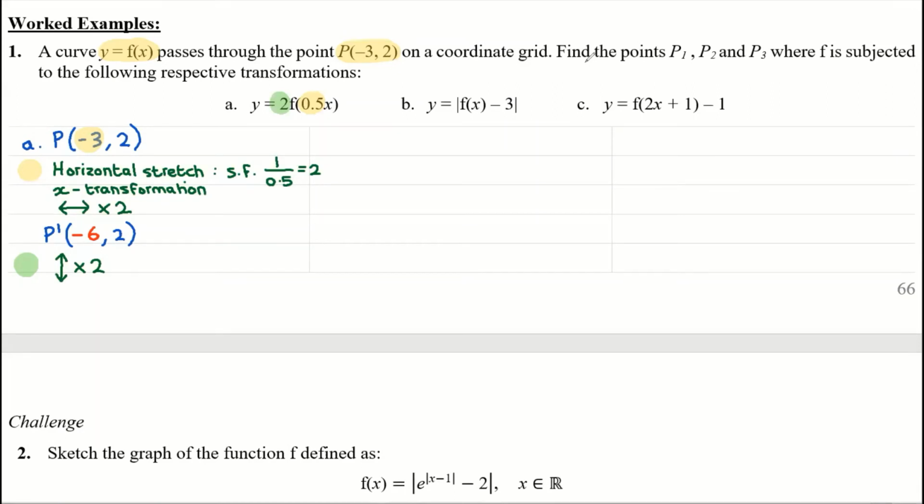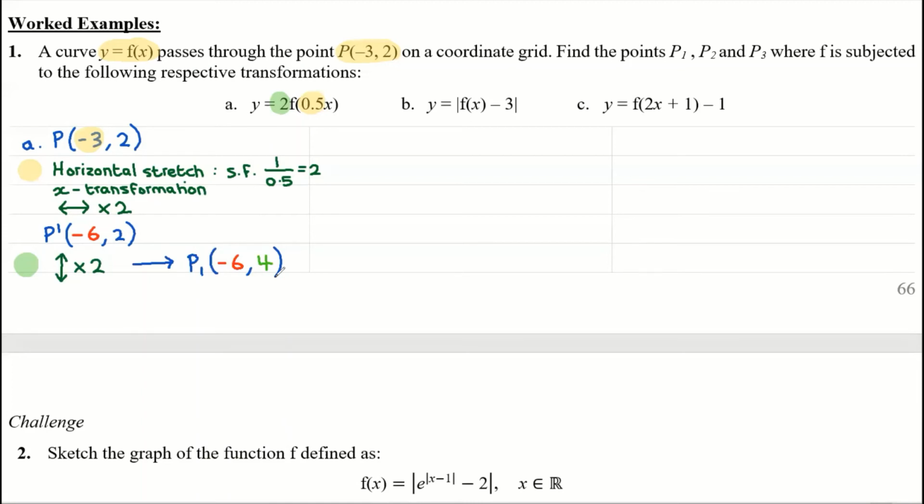So I'll just put an arrow over here. So this implies that P1 is going to be at the point with coordinates -6, which we've already done. And we also have to double our y coordinates as well. So doubling the y coordinates, we get 4. Okay, so in summary, inside opposite, so we double the x coordinates, and outside the same, so we double the y coordinates, and the 2 transformations are done.